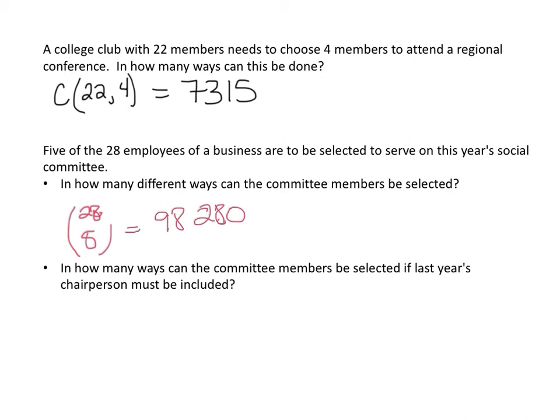Now, the next one is a little bit different because there's one person that has to be included. So how many ways can we select 5 of these members if last year's chairperson has to be included on the list? So here what we have to do now is say, rather than 28 employees, we're really looking at 27 employees because that one person got removed. And instead of selecting 5, we're really now selecting 4. So now that we've thought about the problem in a slightly different manner, we can enter the information into the calculator, and we find that we get 17,550.